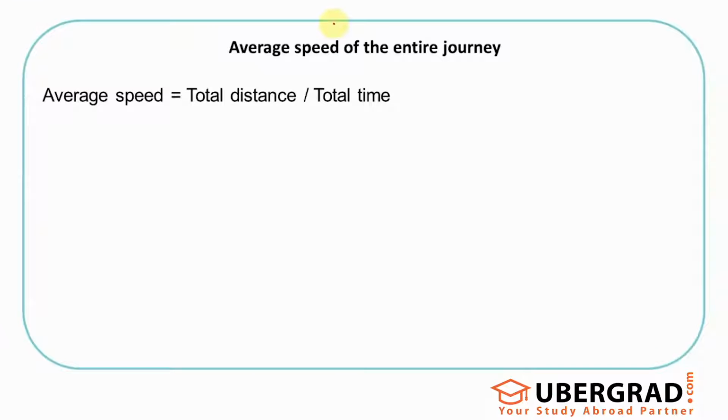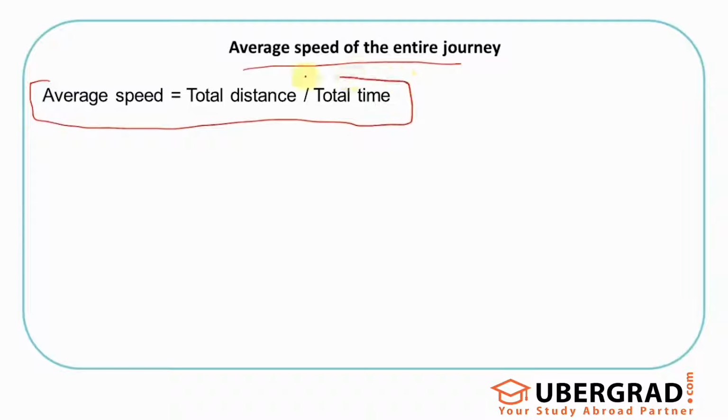Now another concept that is being asked regularly is finding the average speed of the entire journey. So we break the journey into parts, and then they'll ask you to find the average speed. Keep it in mind, do not just do a simple average of speeds. That's a very, very common thing that we see students doing. That's absolutely wrong, right? The average speed of the entire journey is basically total distance by total time, right?